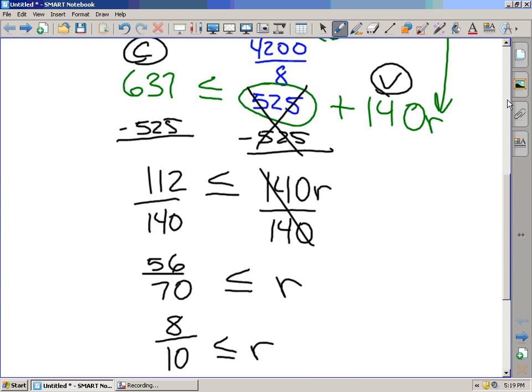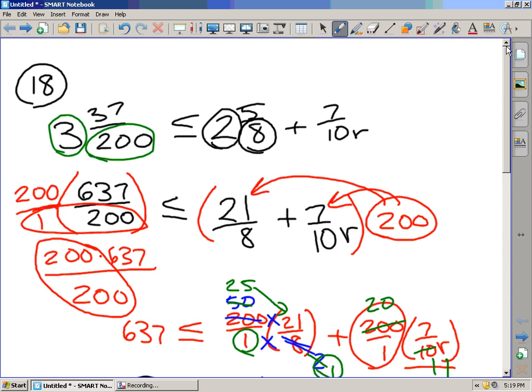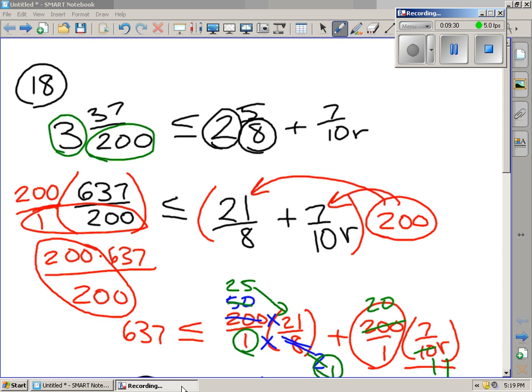Let's go ahead and do the next problem. Let me see if we have enough time or we have to stop recording on this problem. And it looks like that took about 10 minutes, so we're going to have to be finished with this lesson, and I'll do another example on another video.